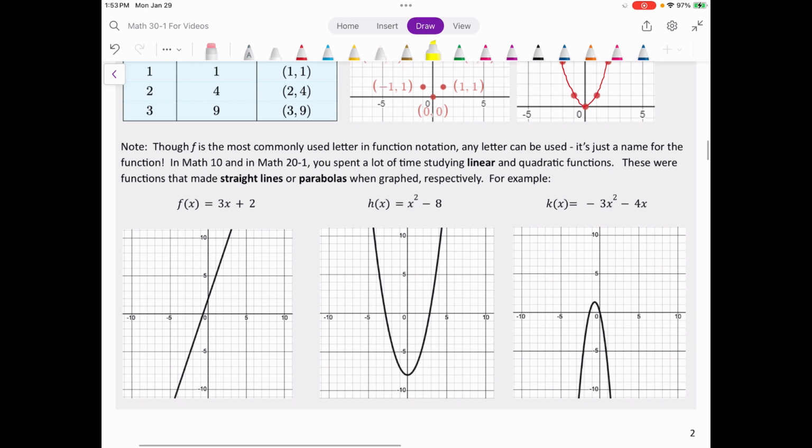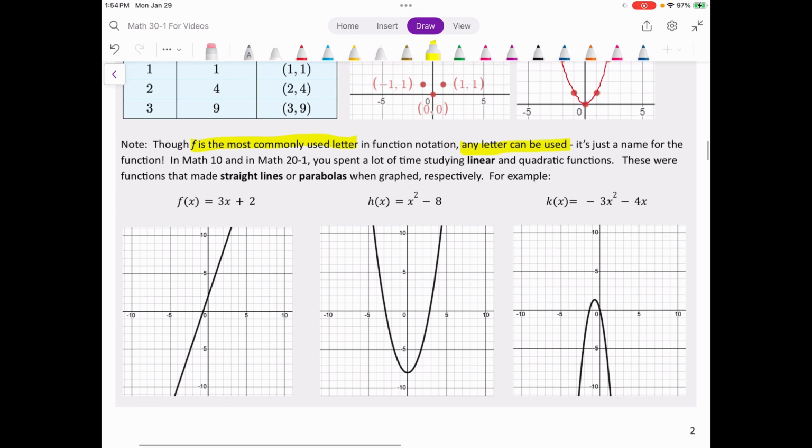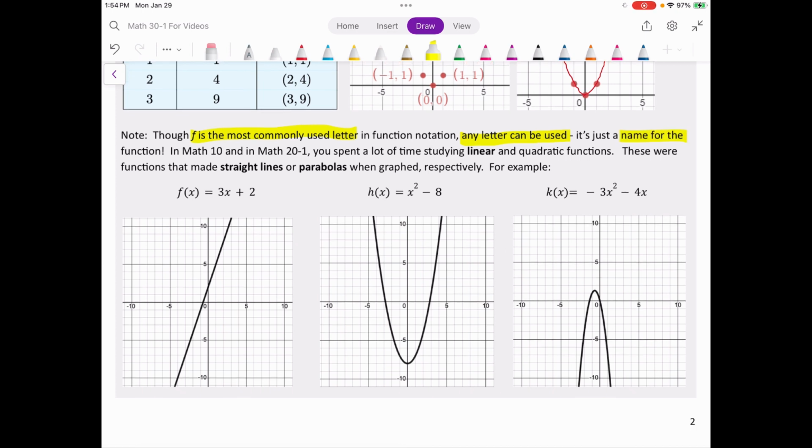As we mentioned earlier, f is the most commonly used letter, but keep in mind, and we'll see lots of different letters used, any letter can be used. It's just a name. It's like Fred. You could be called Fred, you could be called Arnold, you could be called anything. It's just the name for the function so that we can keep it straight.